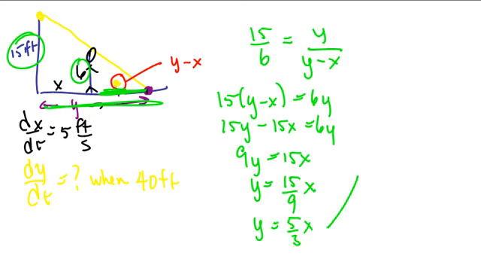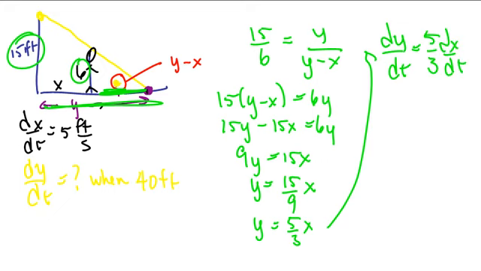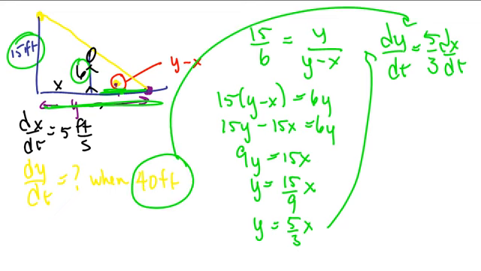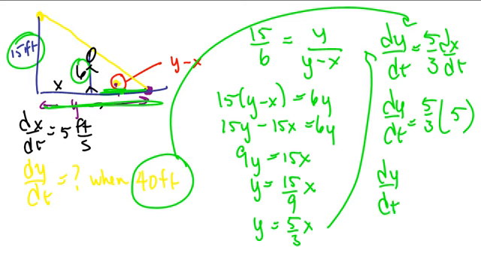So now I'm going to take the derivative with respect to time. On the left hand side, it's dy by dt, and that is equal to 5/3 dx by dt. And the funny thing is that we didn't really actually need the 40 feet information at all, because there is no x that shows up in this equation. So we can keep going. dy by dt is 5/3 times dx by dt, which we're told is 5. And that means that my final answer is 25/3 feet per second, because y is measured in feet and time is measured in seconds.